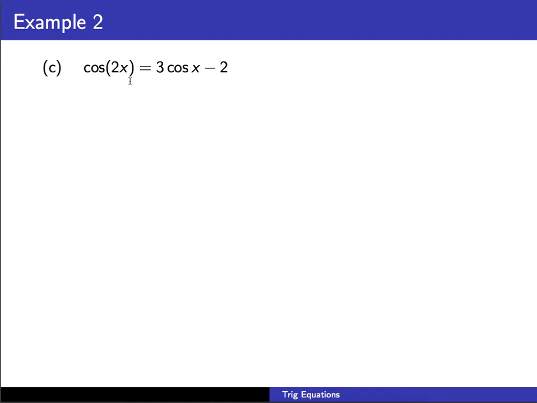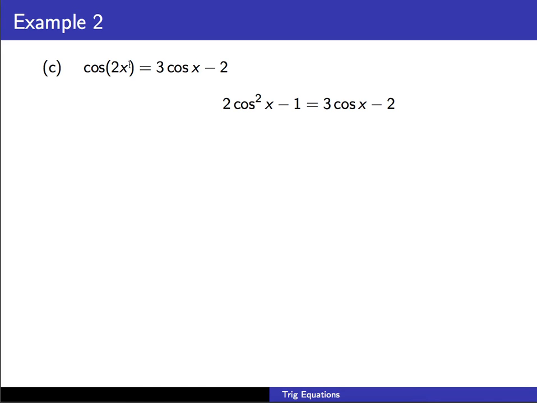Now, we did have three different forms of it, and in order to know which one to use, let's look at the right-hand side where we have a cosine of x. So because we have a cosine of x on the right-hand side, we want to use the 2 cosine squared x minus 1 form of cosine of 2x. If there was a sine x over here, if it was 3 sine x minus 2, we would want to use 1 minus 2 sine squared.